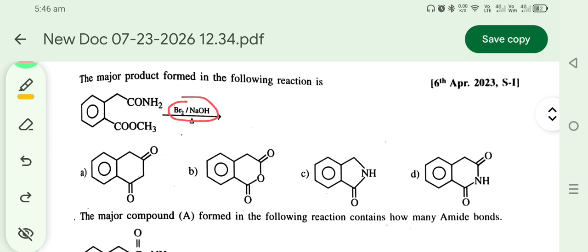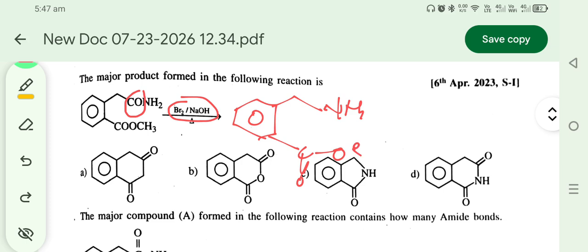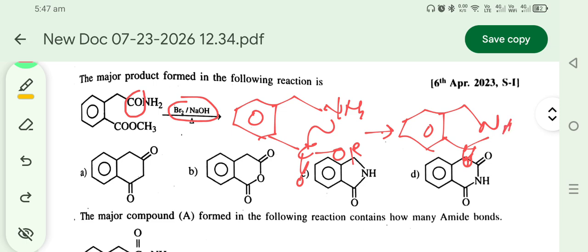Amides with Br2/NaOH: Hoffman rearrangement. In Hoffman rearrangement, one carbon is decreased and they are converted to amine. Amides to amine group. And after heating, it has an ester part. This ester part is substituted by the amine group, giving a cyclic amide. Hence, the option with the cyclic amide is B. C is the correct one.